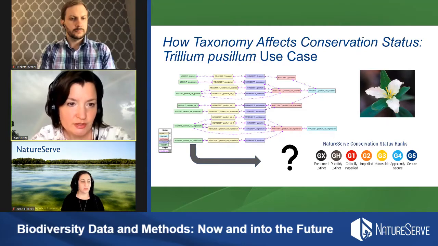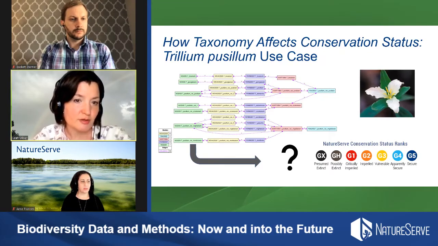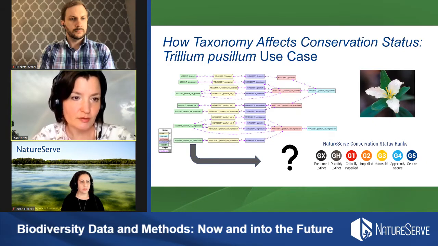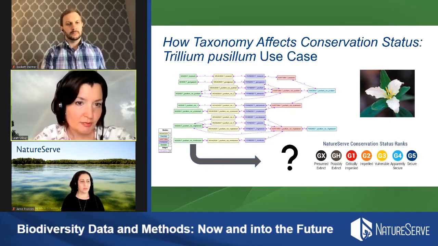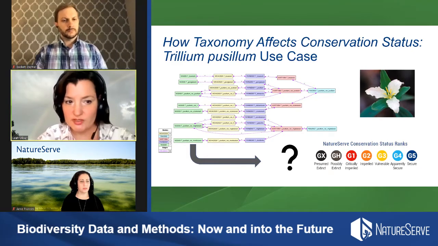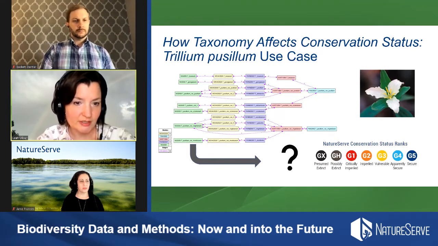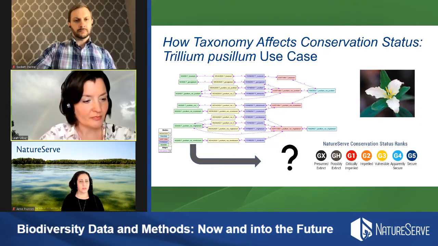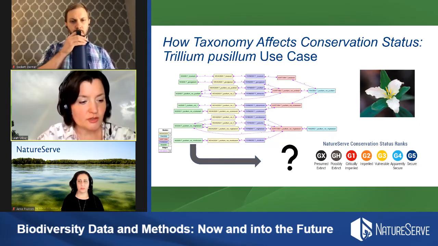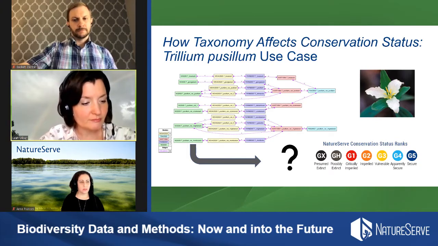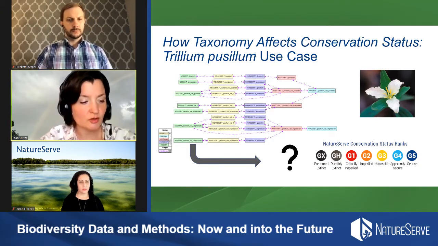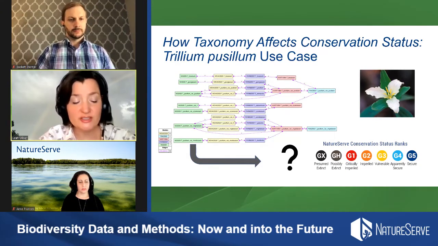Each of the colors represents a different taxonomic treatment, and the little dashed lines between each of the rectangles tell you the relationship between those. And you'll see there's equals, greater than, less than signs. Okay, so then we have NatureServe's conservation status ranks down at the bottom right. These are used to answer fundamental questions like, how is it doing?